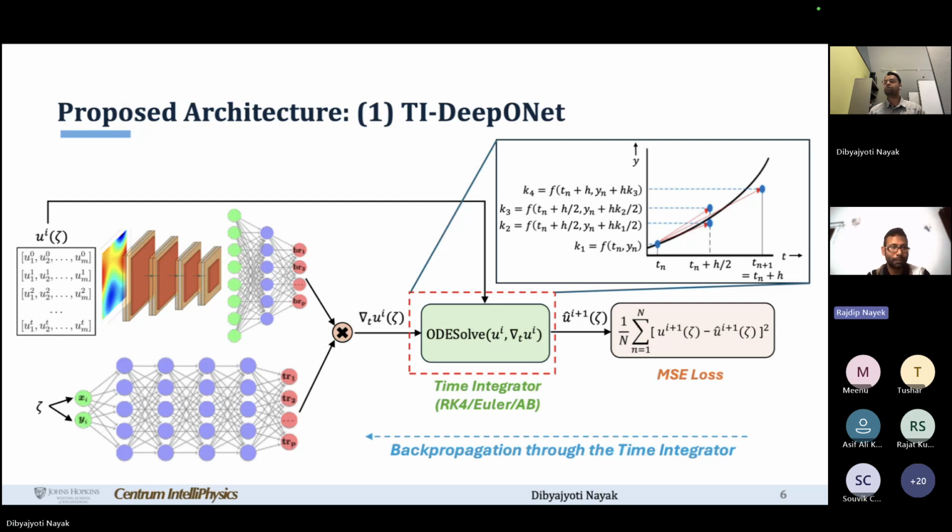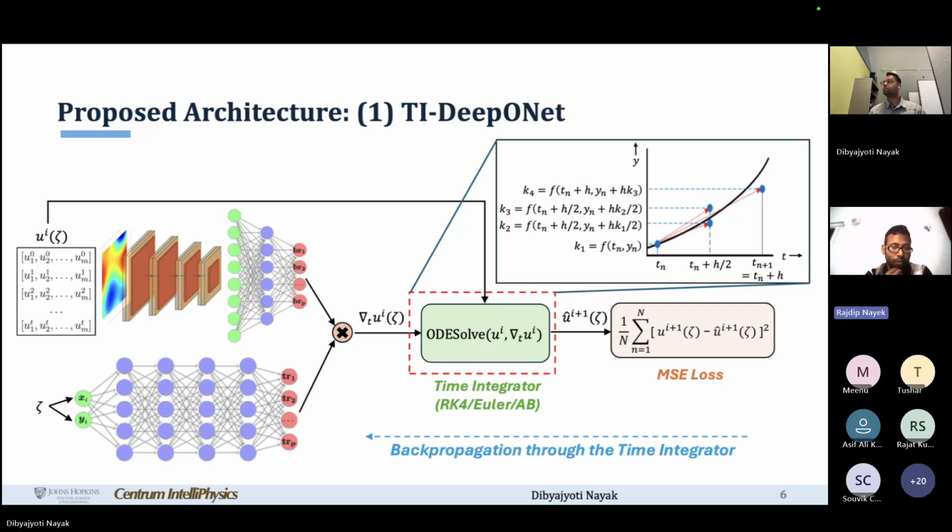Okay. So this is probably a question and a suggestion maybe. Dibyajyoti, I was thinking, in this particular slide, you have the MSE loss, which you're comparing with just the next step, right? So you're taking U_i and you're comparing that with U_i plus one, right? Yeah.